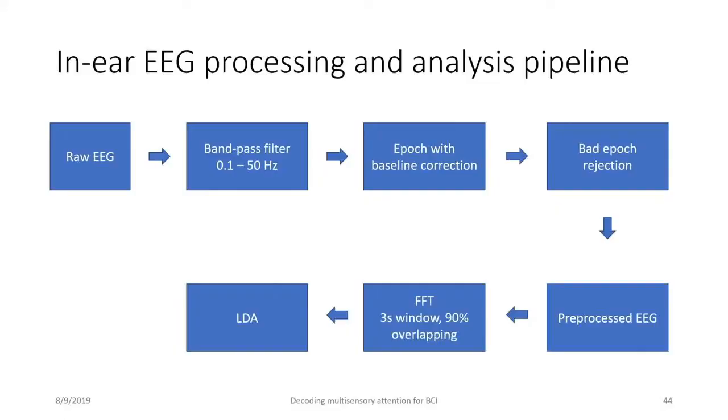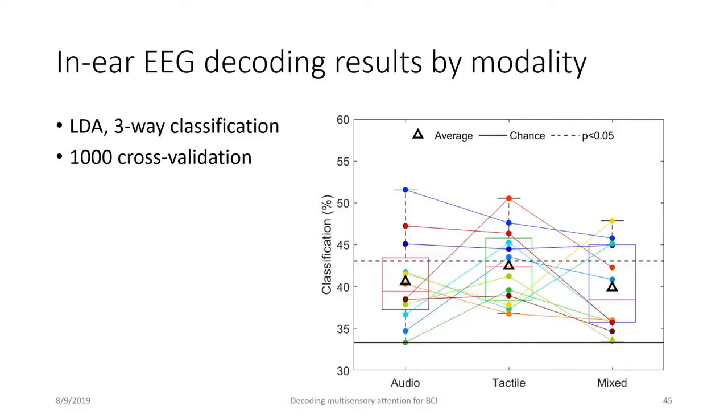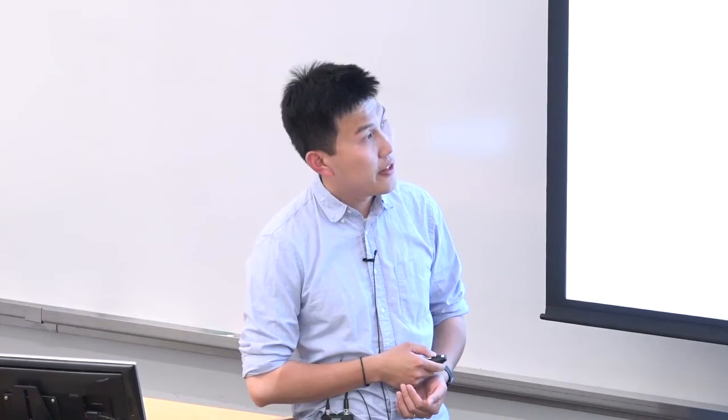So that was the results for the surface EEG. We also measured the in-ear EEG. And here is the pre-processing and analysis pipeline. The only difference between this and the surface EEG is the missing ICA component, because we only have two channels here. We did the same kind of analysis, and here's the result for the classification. It's much lower than what the surface EEG is offering. So a lot of the classifications are actually around chance level. But a very interesting observation is the classification for tactile is seemingly better than the other two.